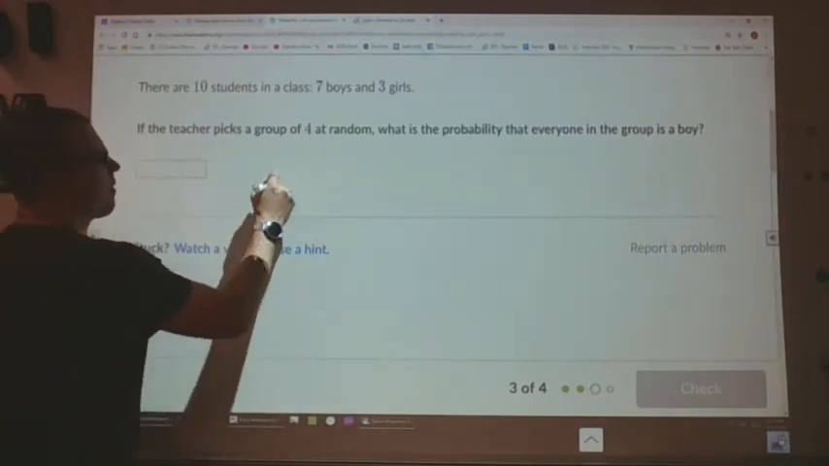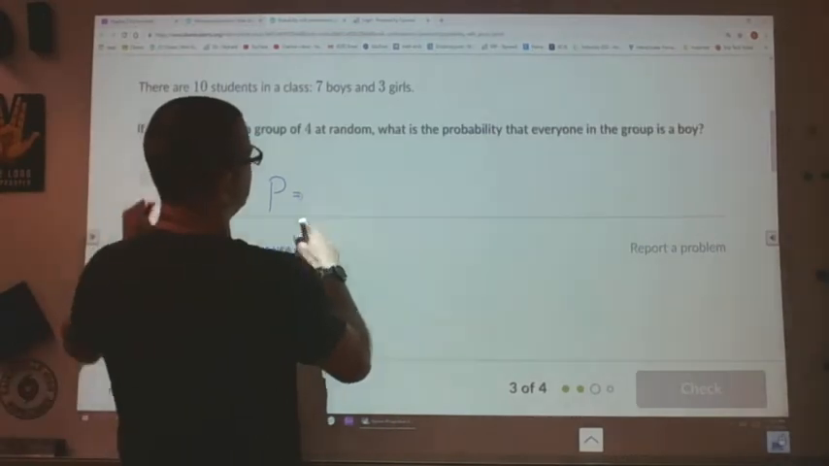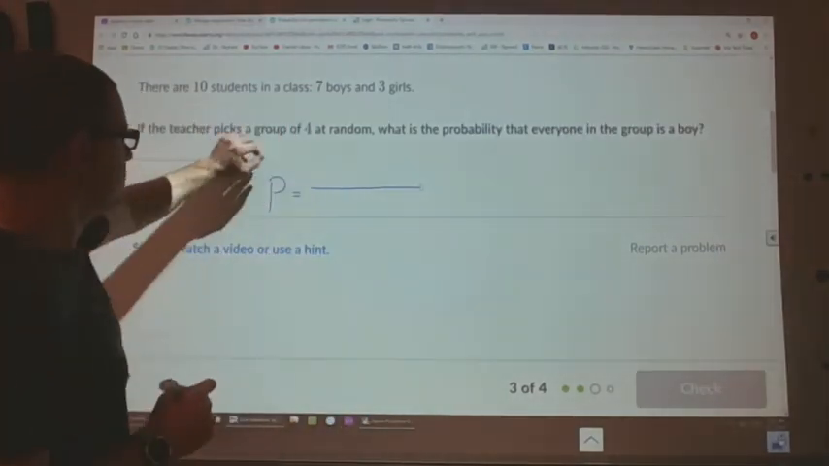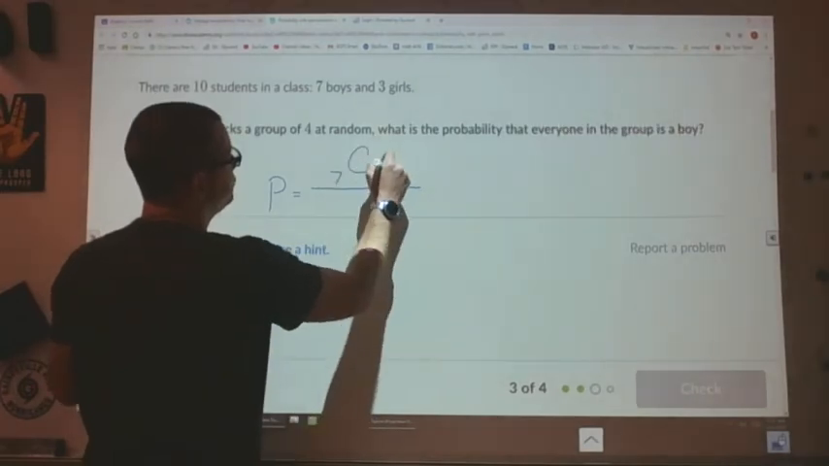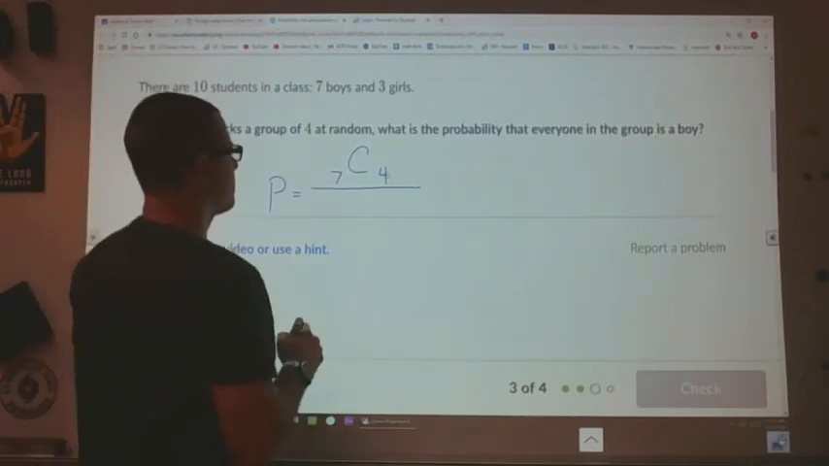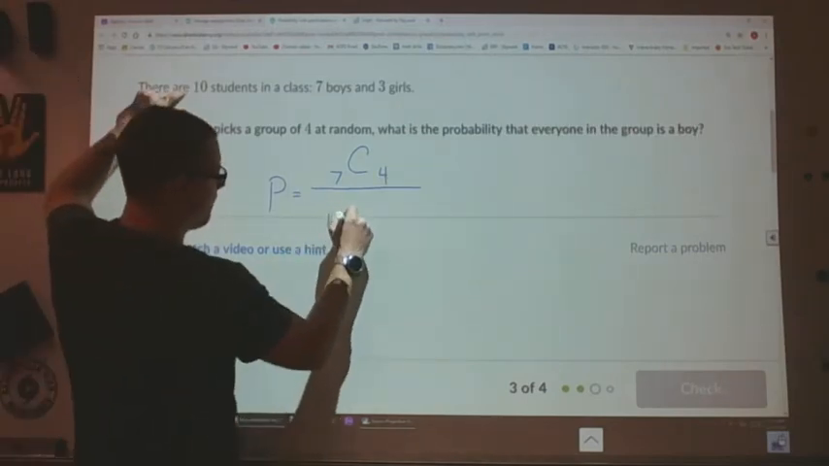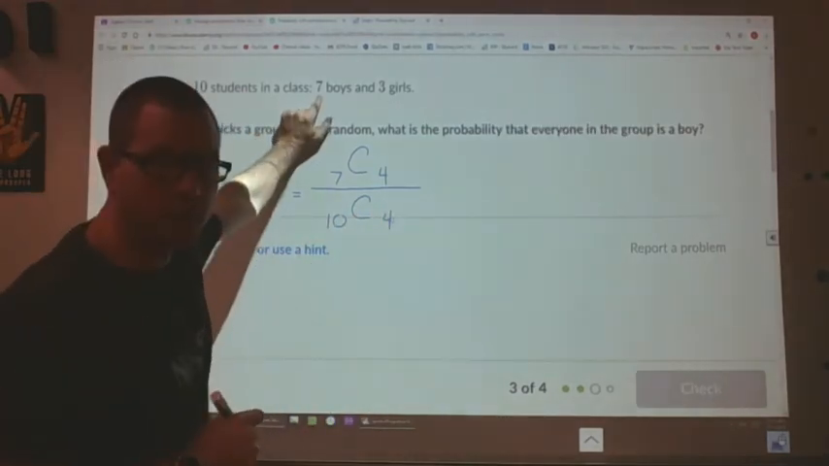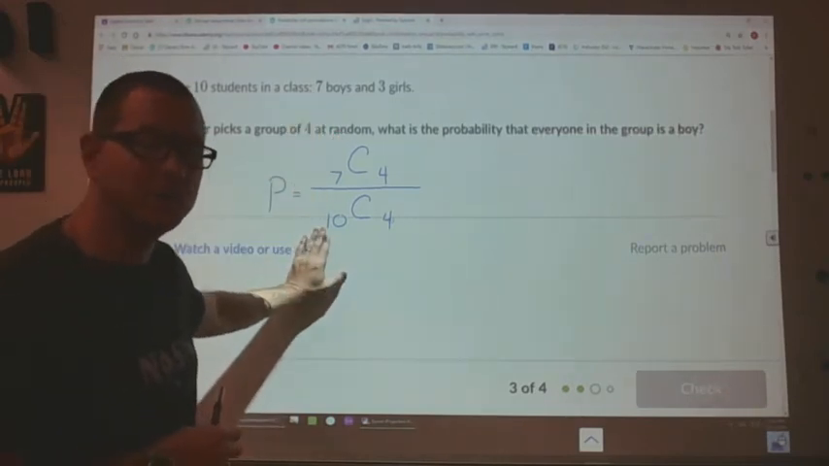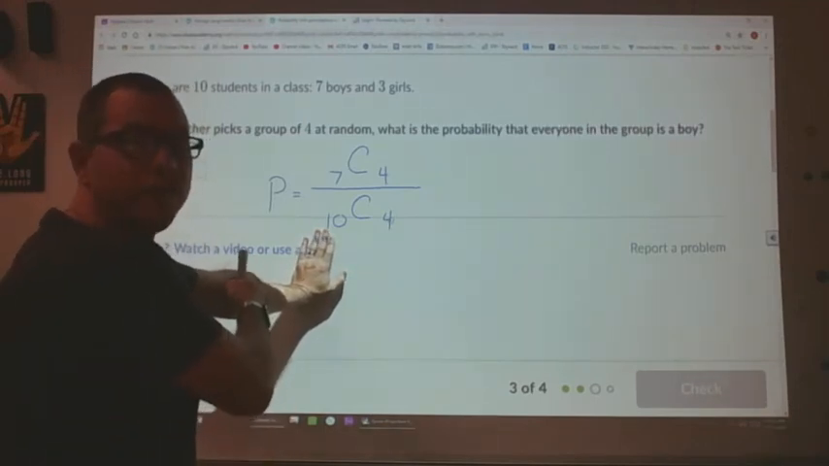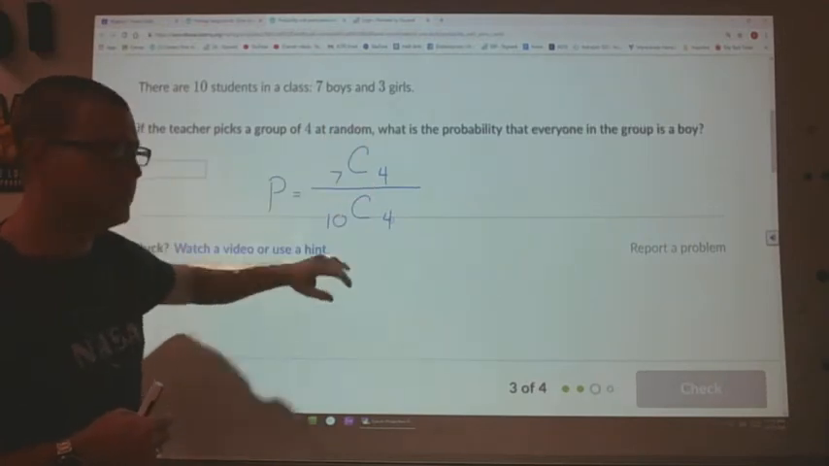So my probability, the number of desired outcomes over the total outcomes, is going to be that I choose 4 boys, which is going to be 7 choose 4. Then the total number of outcomes is 10 choose 4. Notice, there are 7 boys, so I need to figure out how many ways I can choose 4 of them out of that group of 7. And then, since there are 10 students, I need to know the total number of ways that I can choose 4 students out of the 10. Together, this will tell me the probability of choosing 4 boys out of 10 students.